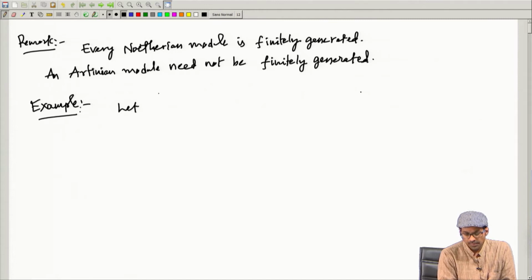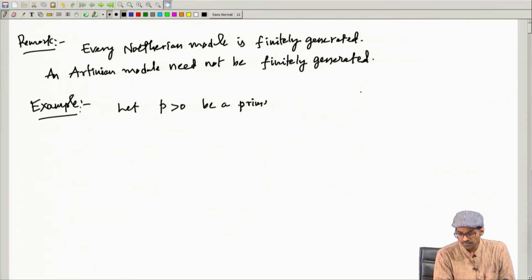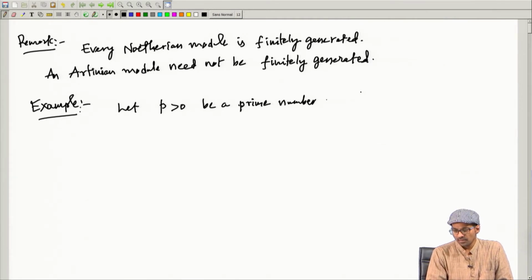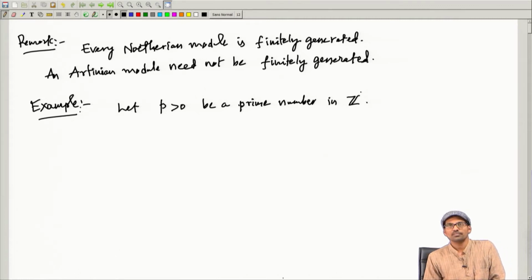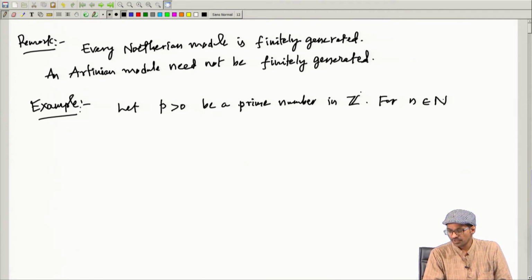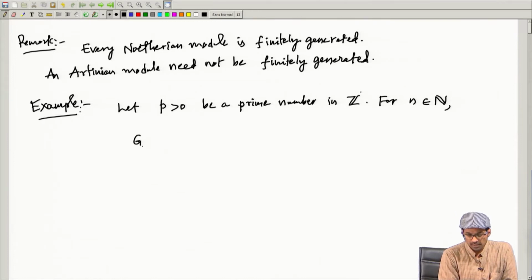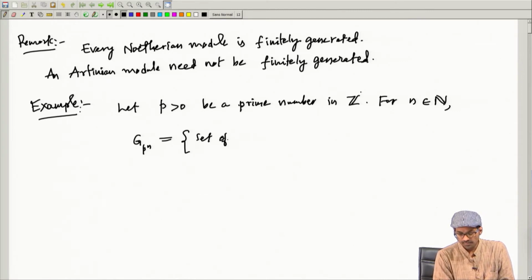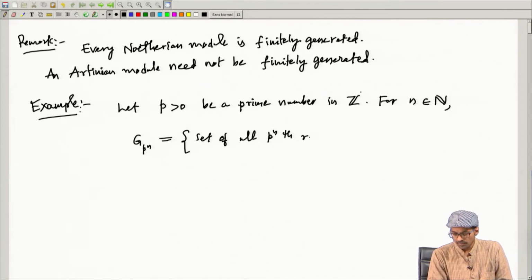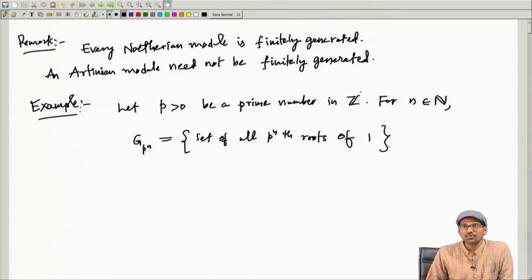So, let p greater than 0 be a prime number, of course in Z. For n belongs to natural numbers, G_{p^n} denotes the set of all p^n roots of unity, the set of all p^n roots of unity.